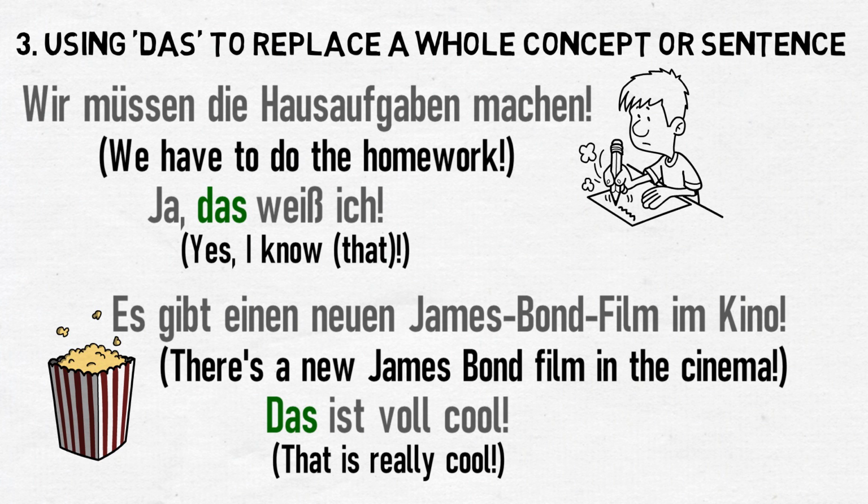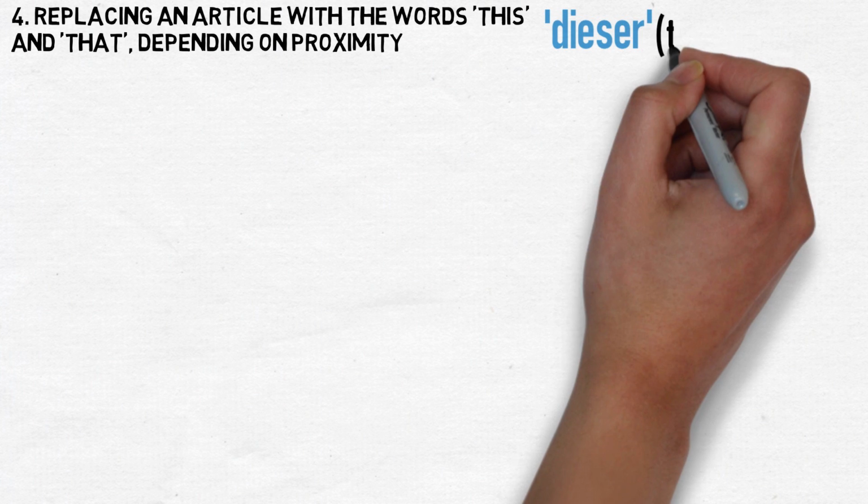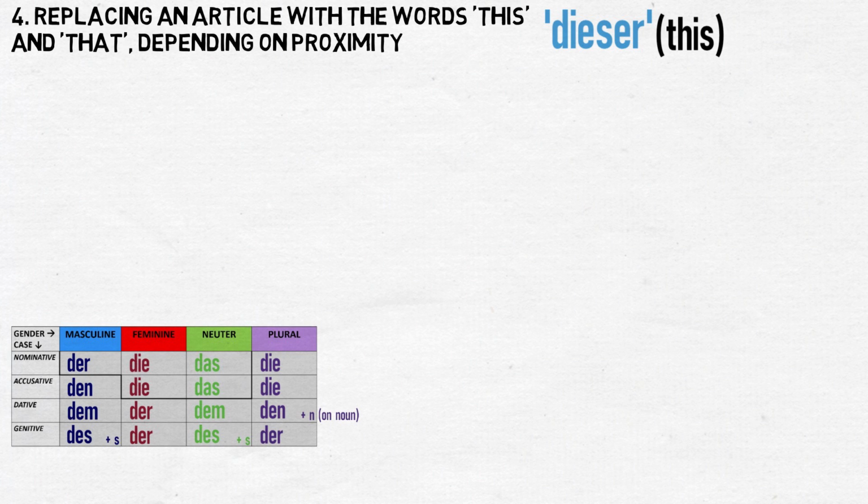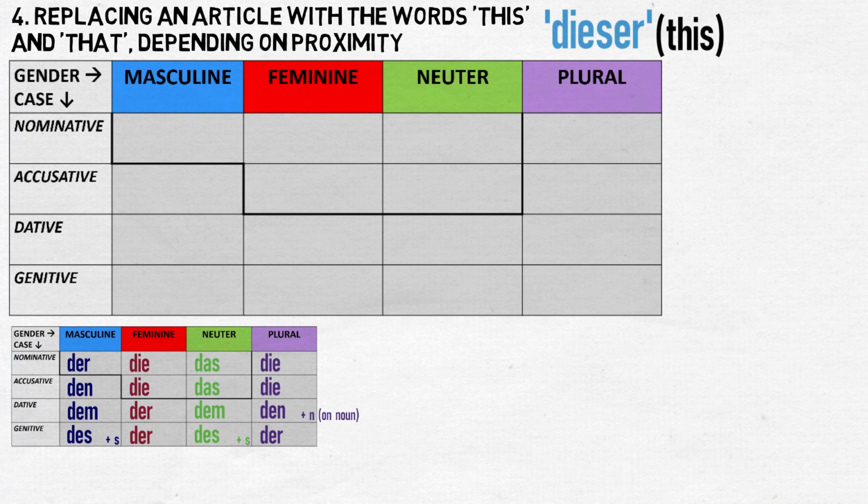The next two demonstrative pronouns are the ways of saying this when something is close by in either time or in terms of its location, and that when something is further away. The word this in the masculine nominative form is dieser. The great news about the word dieser is that it exactly mirrors the definite article der. Look at the two tables together.